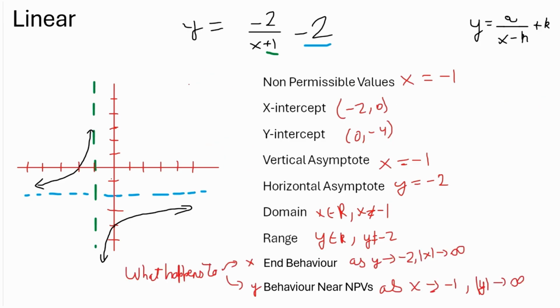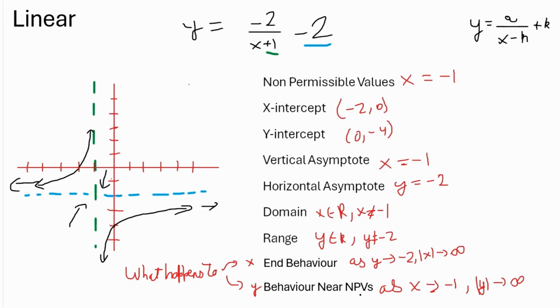End behavior tends to confuse people. End behavior just means what happens to x at these ends, the horizontal ends. So what happens is, as the value approaches negative 2, x approaches infinity from both sides. So the absolute value of x approaches infinity as y goes to that asymptote.